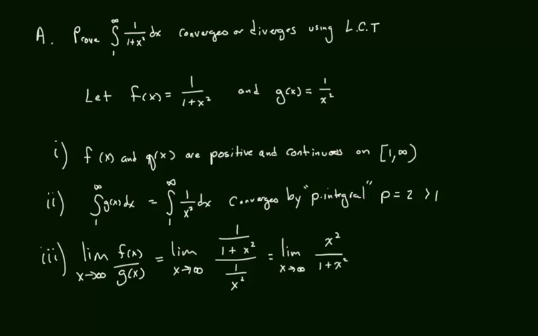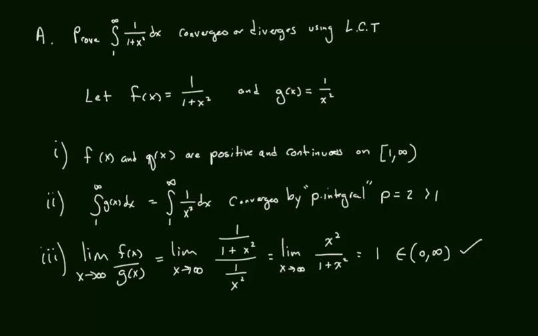You certainly can employ L'Hopital's rule here, but also you should have this memorized from pre-calculus. The degrees are the same, so the ratio of the leading coefficients becomes our limit. So this limit is equal to 1, which is in fact an element of 0 to infinity. So that's good. So what does that mean when the limit exists? The limit is equal to 1.